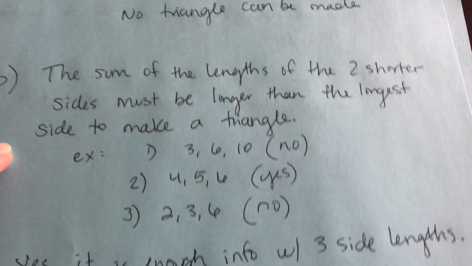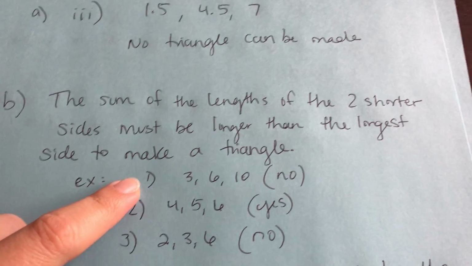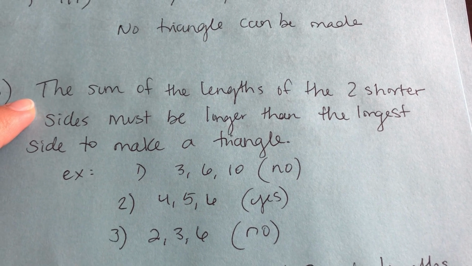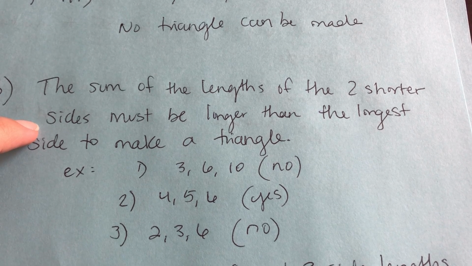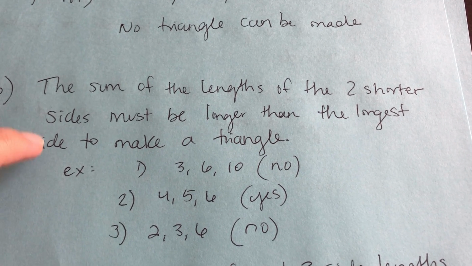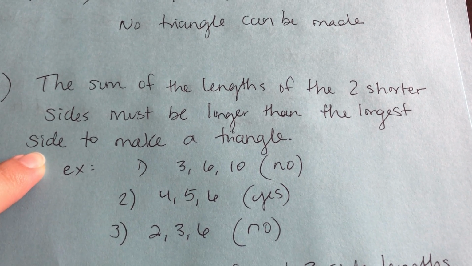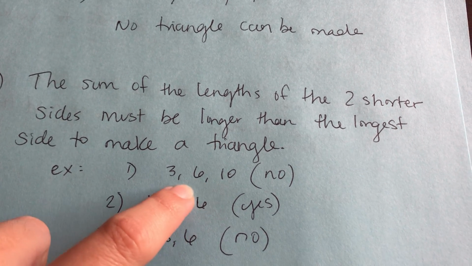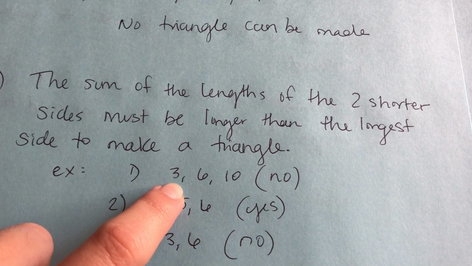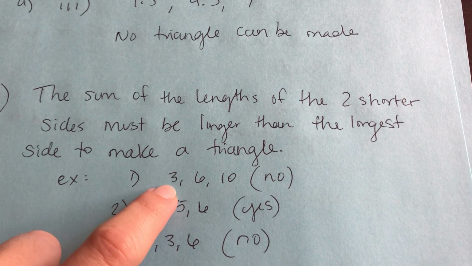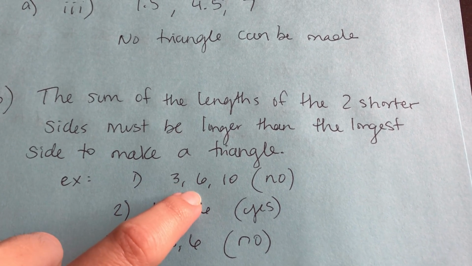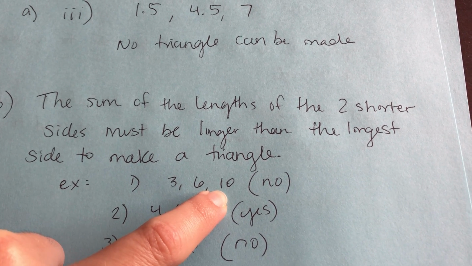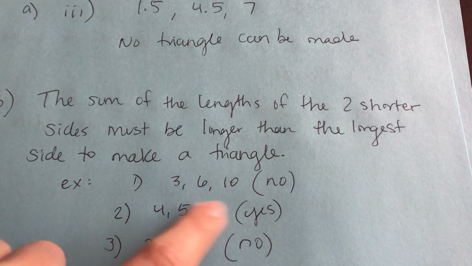And I did try actually 3 other triangles. So here's what I figured out. The sum of the lengths of the 2 shorter sides must be longer than the longest side to make a triangle. So obviously if we have 3, 6, and 10, I made it on the E-tool, you'll notice that you cannot make a triangle because the 2 shorter sides, 3 and 6, if you add them together, makes 9. So 9 is not longer than the longest side, so you cannot make a triangle.